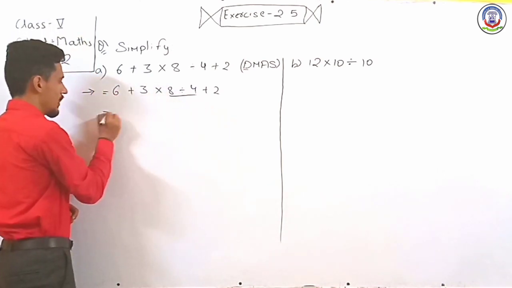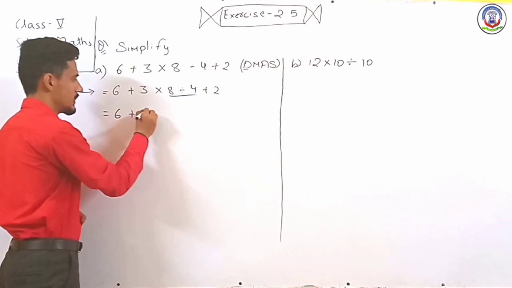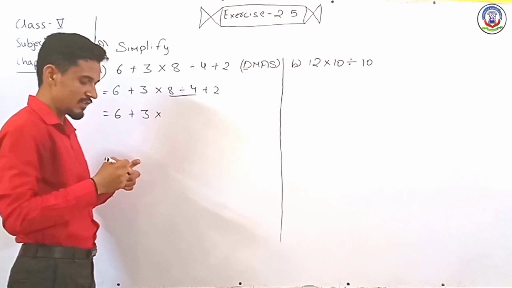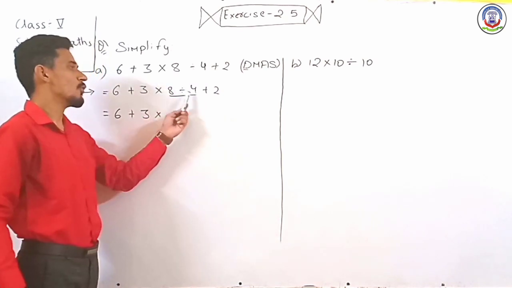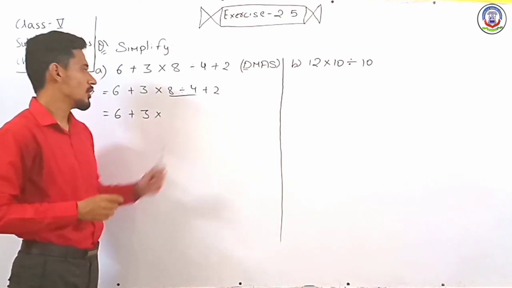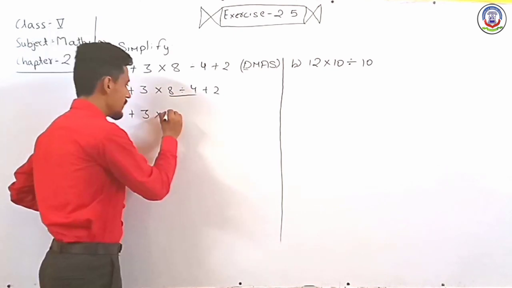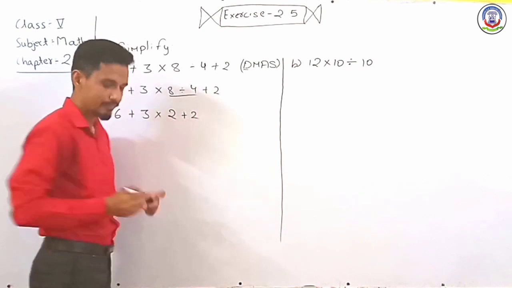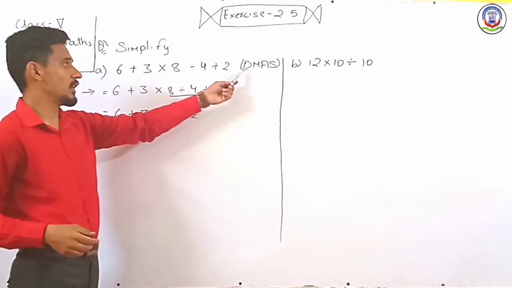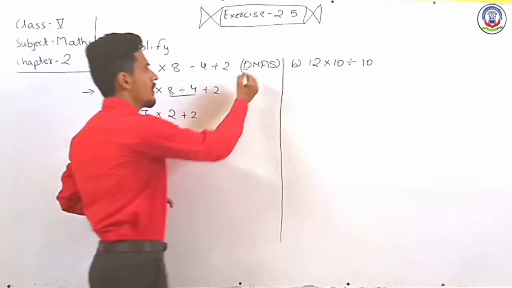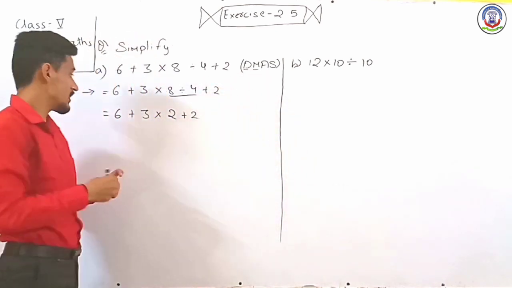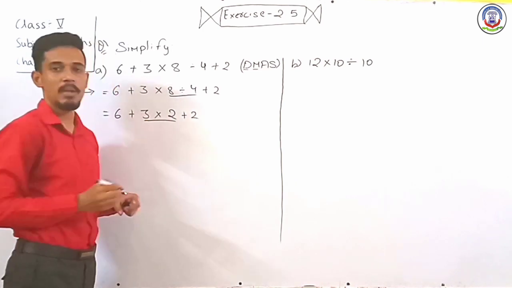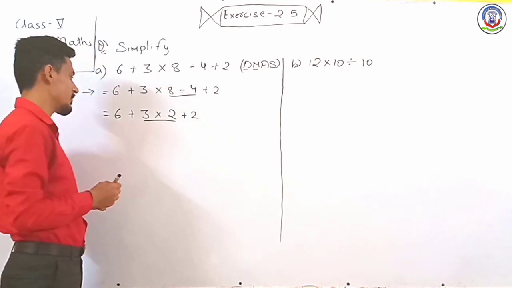So 6 same, plus 3 same, multiply same. Now 8 divided by 4, मतलब 8, 4 की टेबल में कितनी बार में आता है, तो 8, 4 की टेबल में 2 टाइम्स आता है, तो हम लोग लिखेंगे 2 and in last plus 2 is same. Next after D we have M, M for multiplication. Now in this sum here it is multiplication. So now we solve 3 multiply 2 and the remaining numbers and signs remain the same.